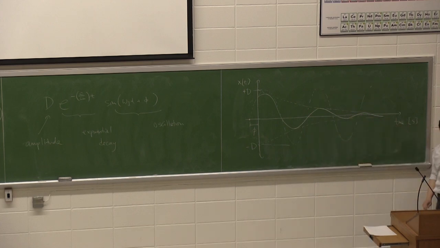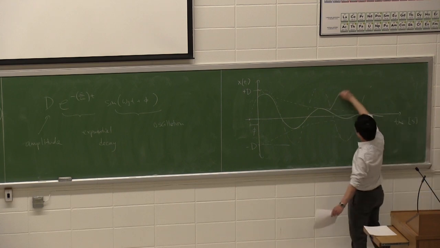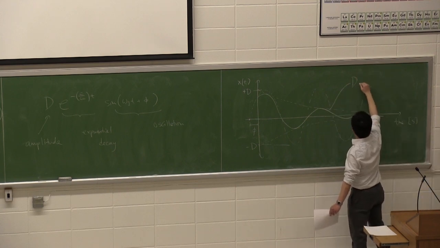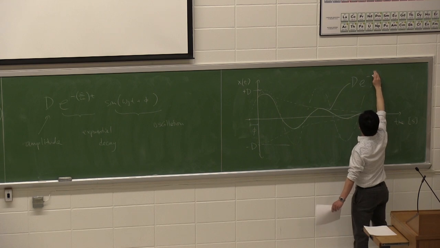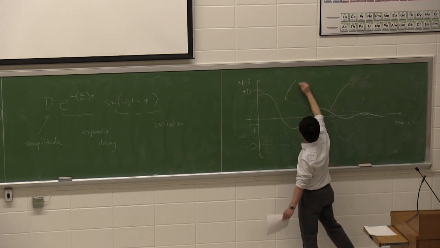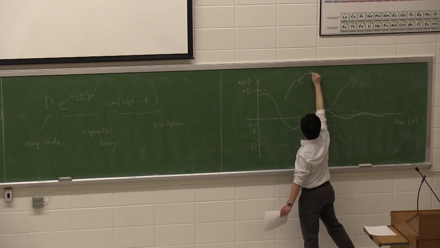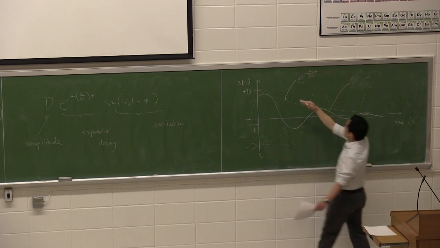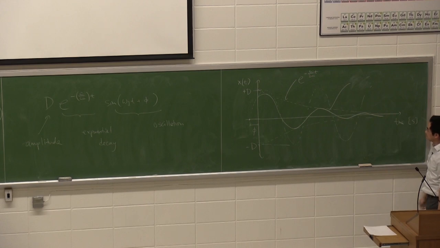Like the following. That would be your solution to this particular problem. This would be my D. Let me draw this again. Let me do this guy as my decay. So this would be e to the, like that. That's my decay part.